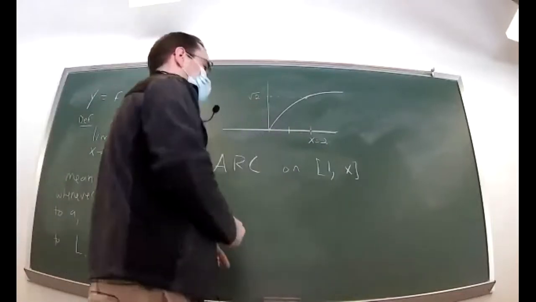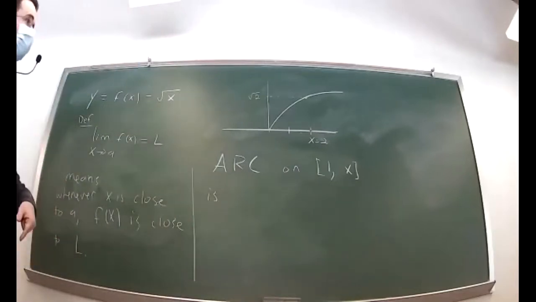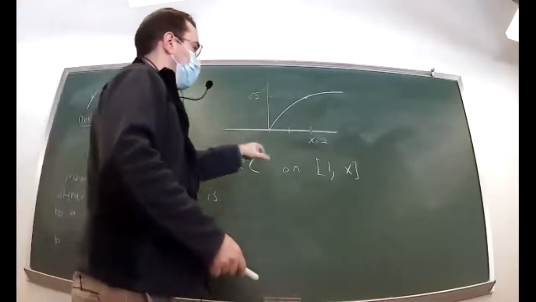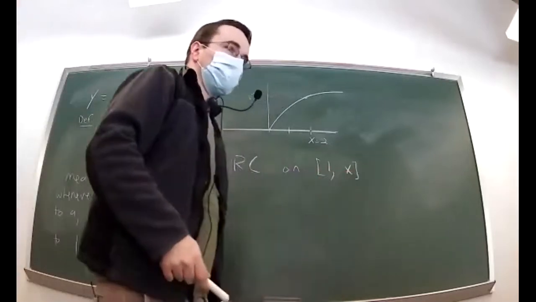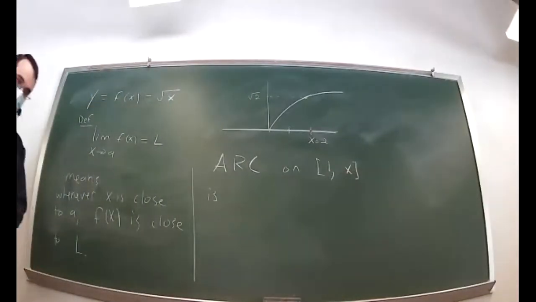I'll give you a moment. So take 15 or 20 seconds. Please write down the formula for the average rate of change of the square root of x on the interval from 1 to variable x. Give you a minute to work through that.